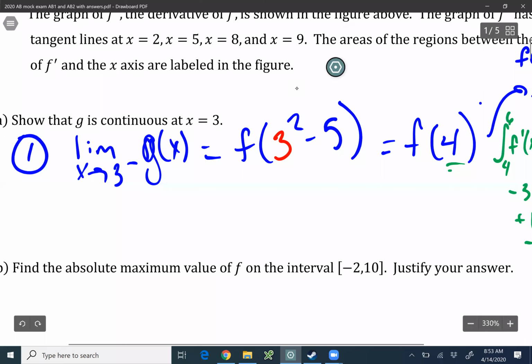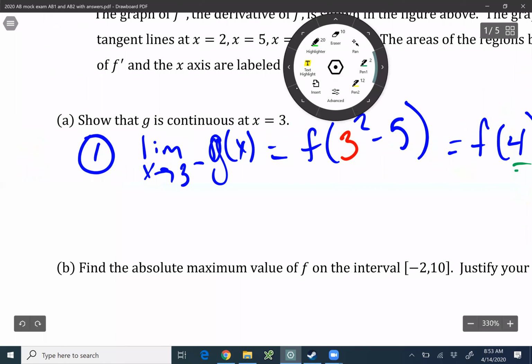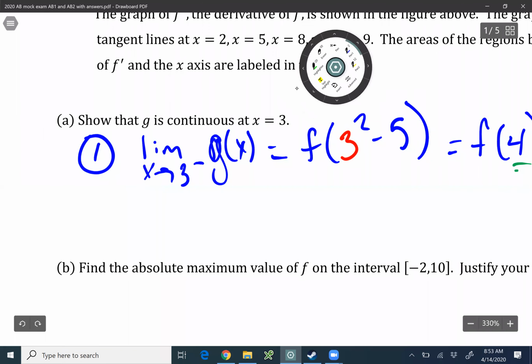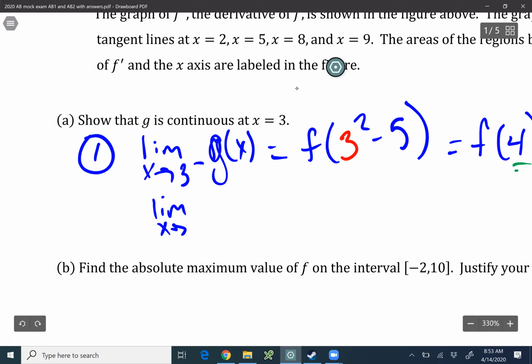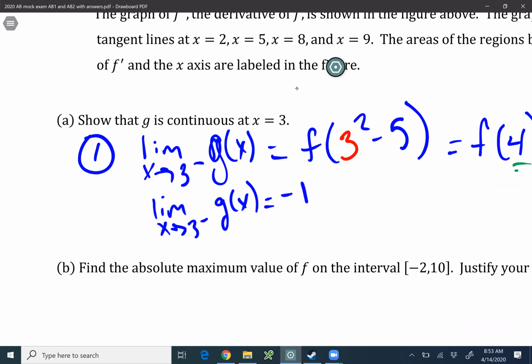So what that means for us, going back here, is that the limit as x approaches 3 from the left side of g of x equals -1. Next, we're going to do the limit from the right side. So the limit as x approaches 3 from the right side of g of x.